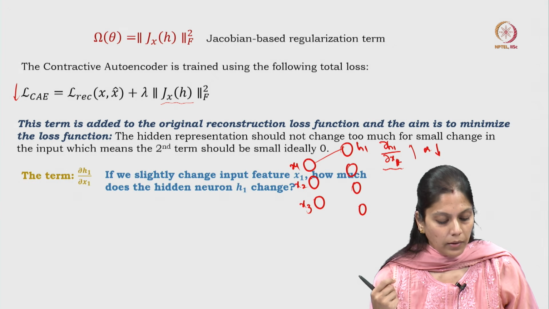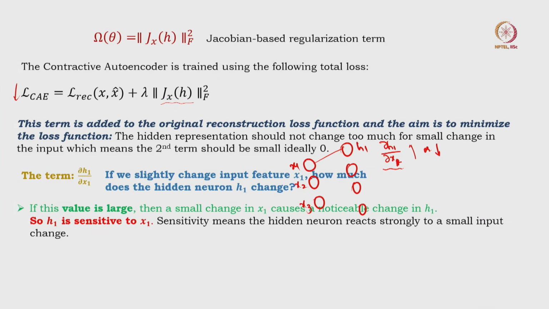So, here when the derivative of H1 with respect to X1 is large, it means a small change in X1 causes a change in H1. Right. The other meaning is it is very sensitive to X1. So, the hidden neuron is reacting strongly to a small input change. We don't want this, right? Because for a small change in the input, if hidden representation changes, then ultimately reconstruction also captures that noise, right? So, we don't want that.